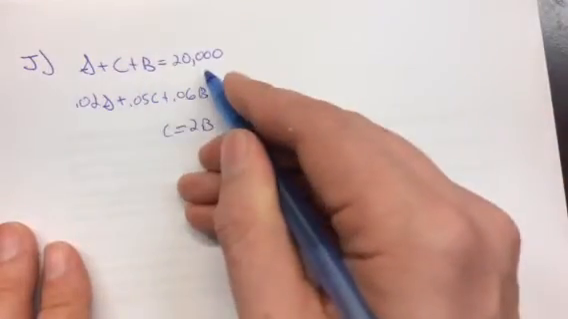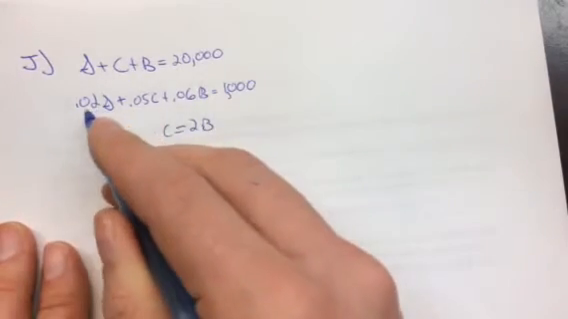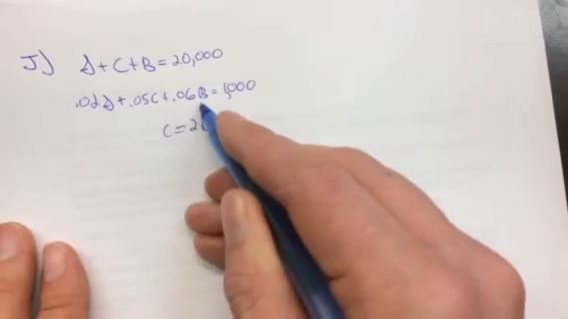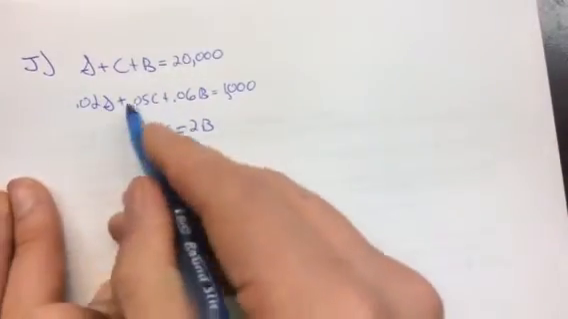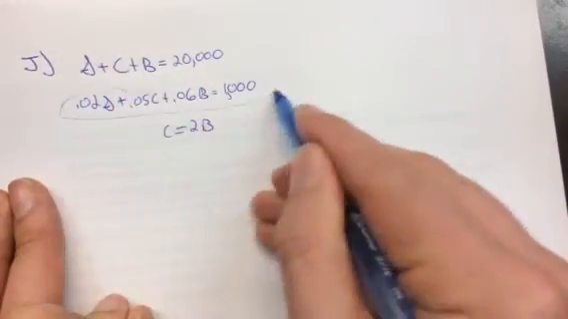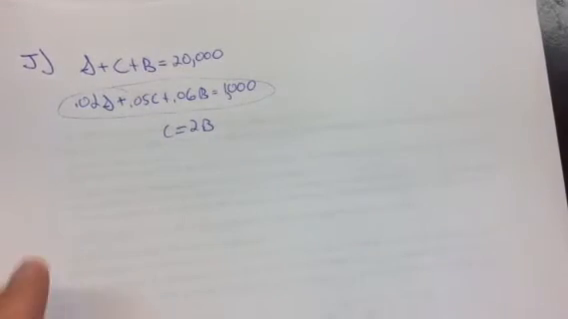All right. I'd like to look at J. s plus c plus b equals 20,000. 0.02s plus 0.05c plus 0.06b equals 1,000, and c equals 2b. The reason I want to show you this is I want to show you a cool trick, which is I do not like dealing with these decimals.